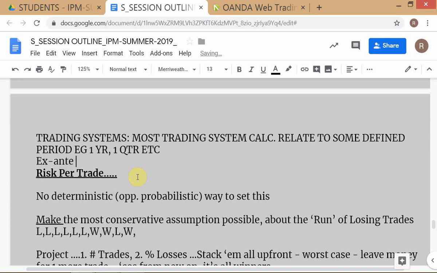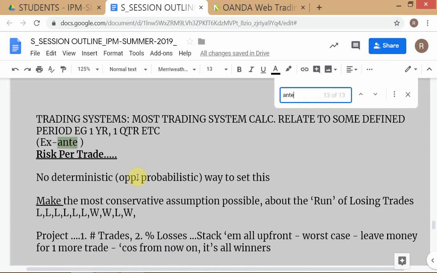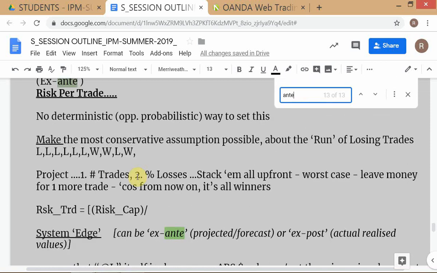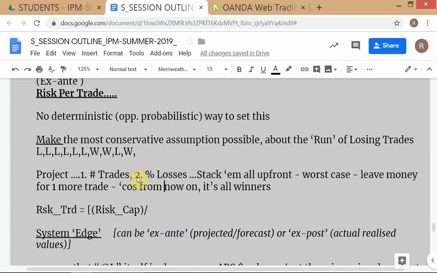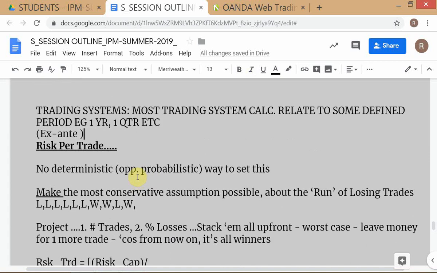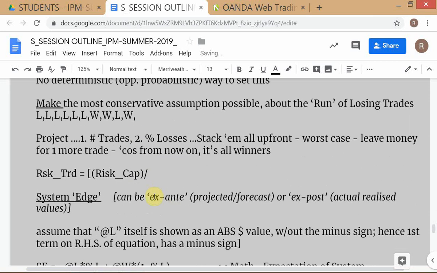Ex ante is projections. I think I've written the definition somewhere else. Let me see if I have this. Yeah, system edge I've defined there, okay? So we are right now doing ex ante calculations, but these calculations can be either ex ante or ex post.